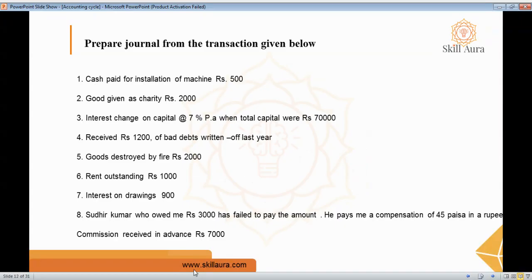So let's prepare a journal for the transactions given below. The first thing is we have to understand all the transactions given, so it will be easily identifiable what type of transaction and what type of entry it is. Let's go one by one.